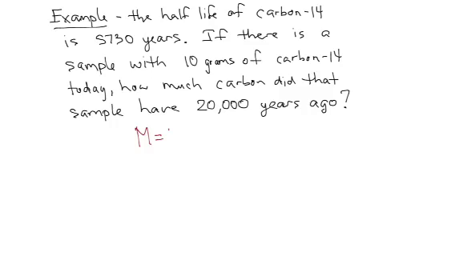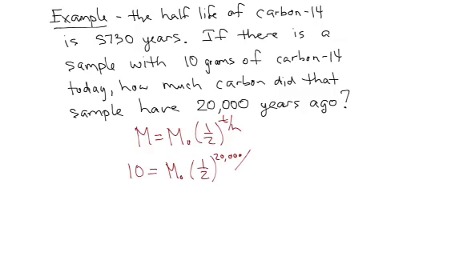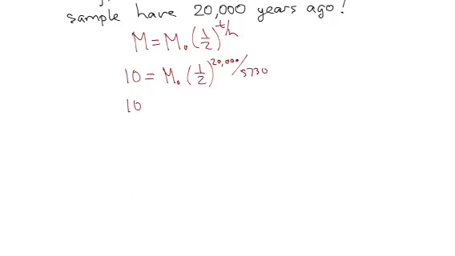So again, let's look at our original formula here, and let's set things up with what we have. All right, we know how much carbon there is today, 10 grams of carbon. We have the final answer. What we're missing is this m sub 0 number. How much did it have a long time ago? We're missing the original amount. All right, well, we have that 1/2. We know the time. It's been 20,000 years. And we know the h, the half-life, 5,730.